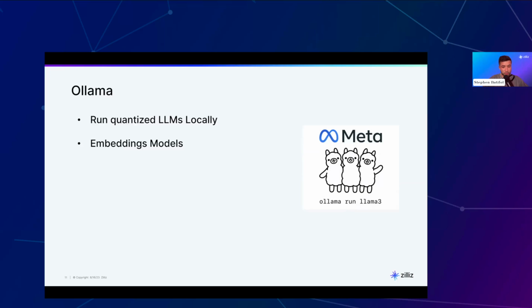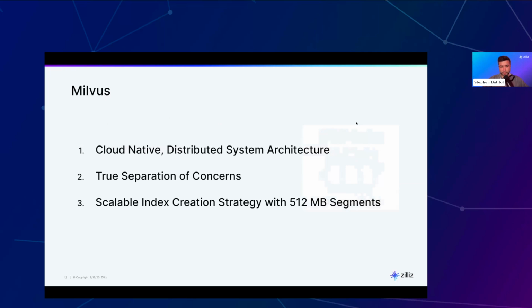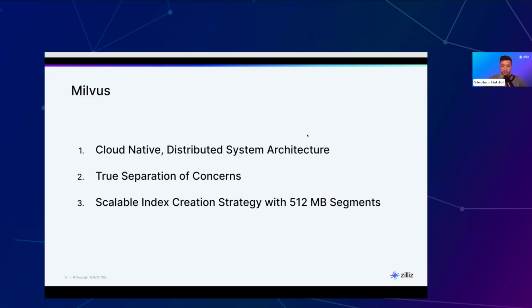So yeah, if you want, you can download Ollama, and then you'll be able to run Llama 3, but you can also run different models. They have a lot of models available. Milvus, which is a vector database, has a cloud native and distributed system architecture, true separation of concerns, and it also has a scalable index creation strategy. I won't go over the details with the different segments, but it's made for scalability.